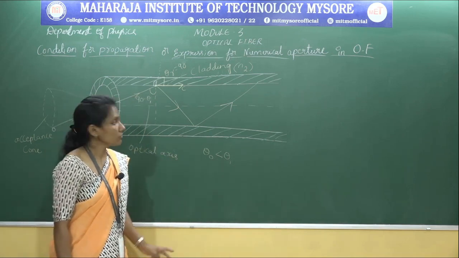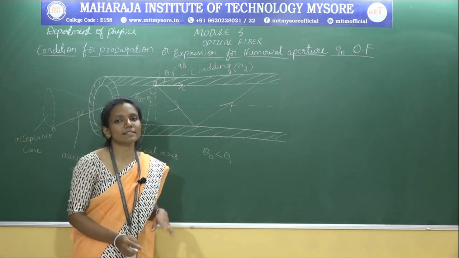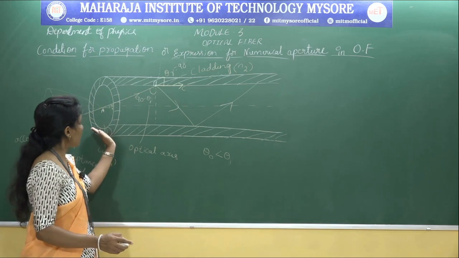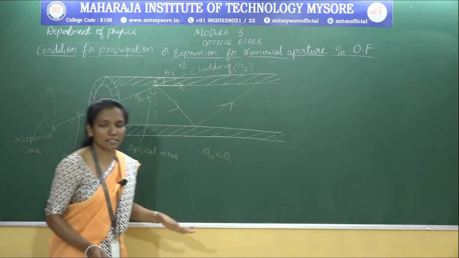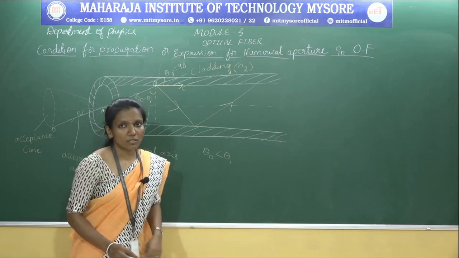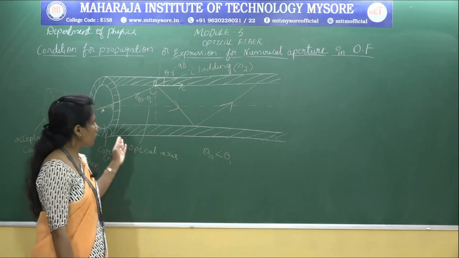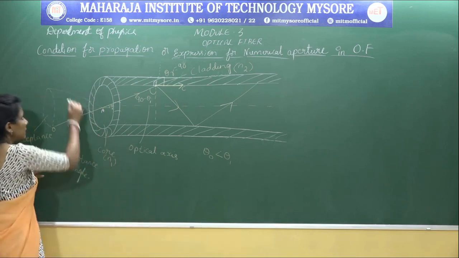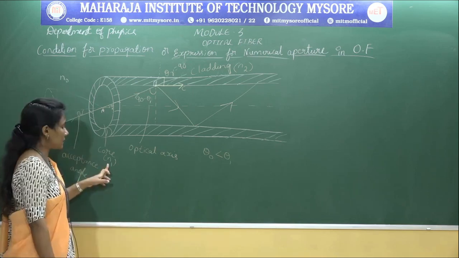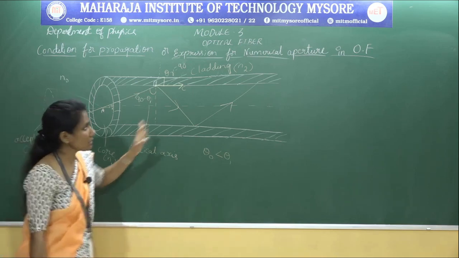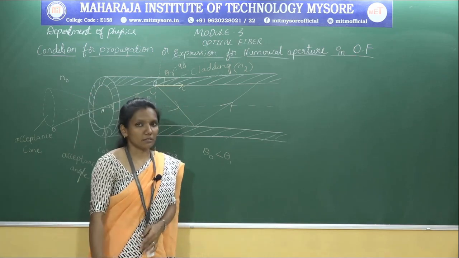For that we have to apply Snell's law, from the rarer medium to the denser medium. First, let n0 be the refractive index of the surrounding medium, n1 the refractive index of the denser medium, and n2 the refractive index of the rarer medium.